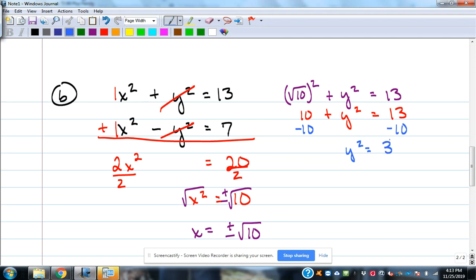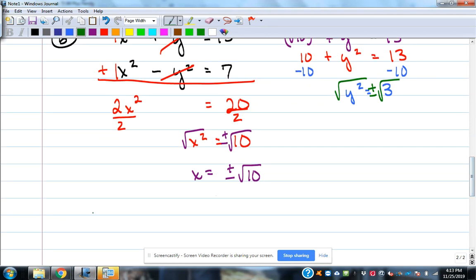And that looks a lot like the problem down here. It's just got a y in it. So I'm going to take the square root of both sides. So I get 2 different y values from that one x value. So from the x value of positive square root of 10, I get a positive square root of 3, and then I get a positive square root of 10 with a negative square root of 3. So I've already gotten 2 answers for this one from the first x value. I bet I get 2 answers from the other x value too.